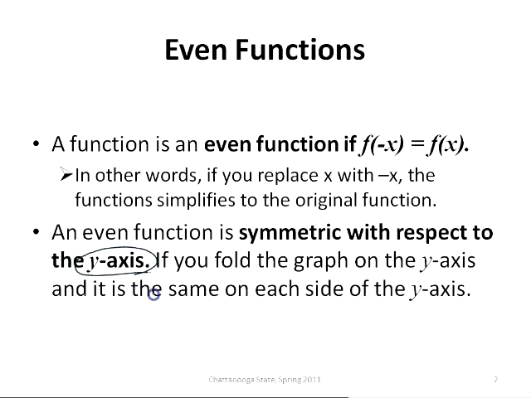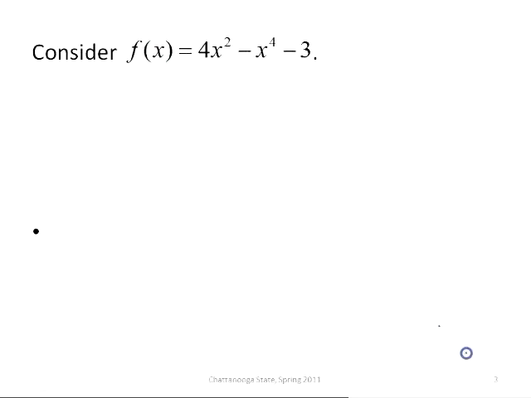In other words, if you were to fold the graph on the y-axis, the left side and the right side of the graph are identical. They would match up. So, let's consider the graph of 4x squared minus x to the 4th minus 3. Let's replace the x with the opposite of x.